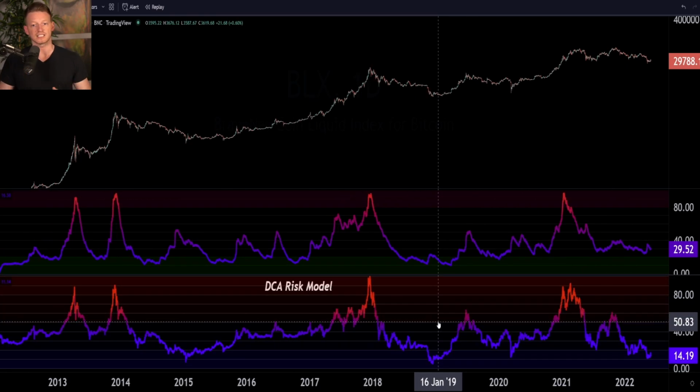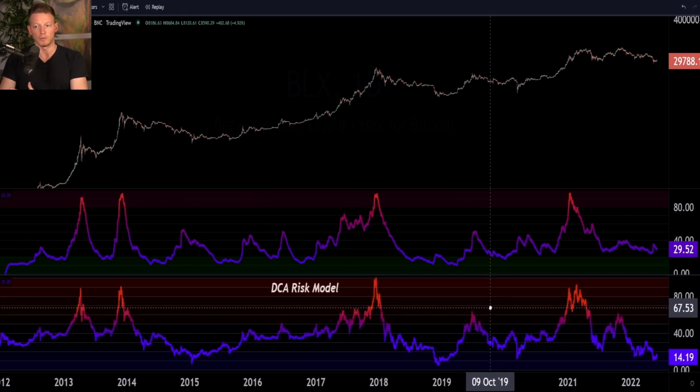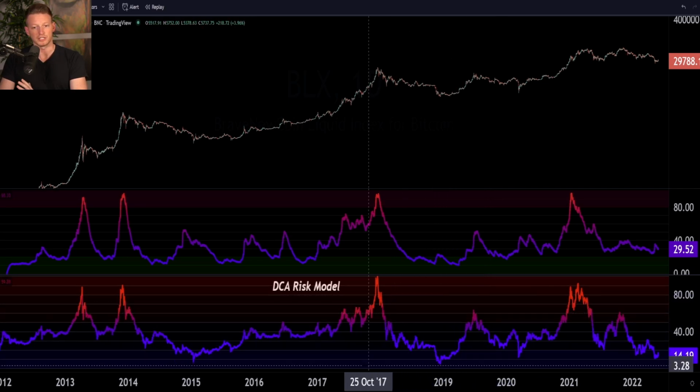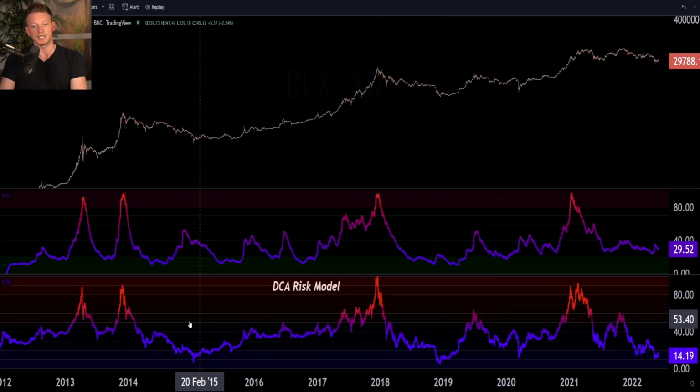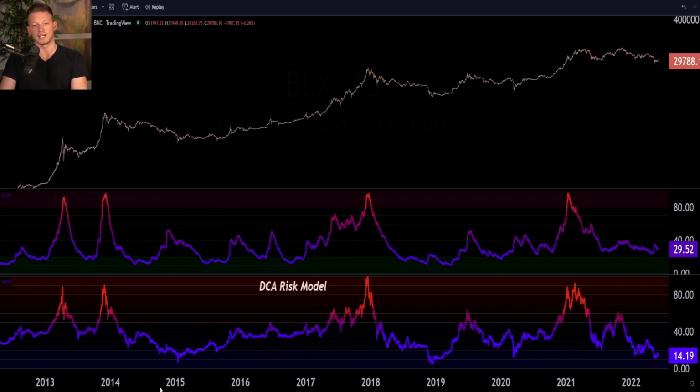Now, this DCA index risk model that we have here, this bottom risk model, looks at various factors in the market, which I've detailed in prior videos. You can go watch those if you're interested, so I'm not going to go into that here. But what we're going to talk about is this new risk model that I've developed.